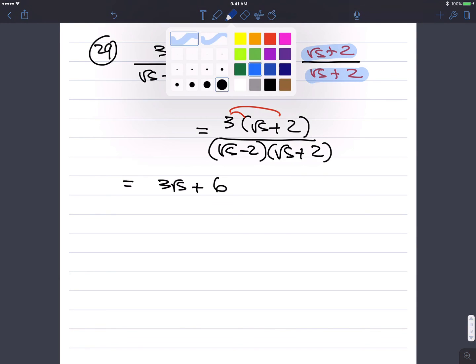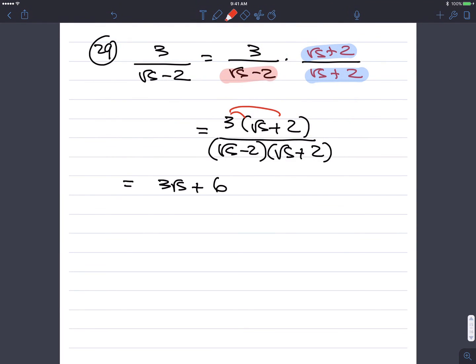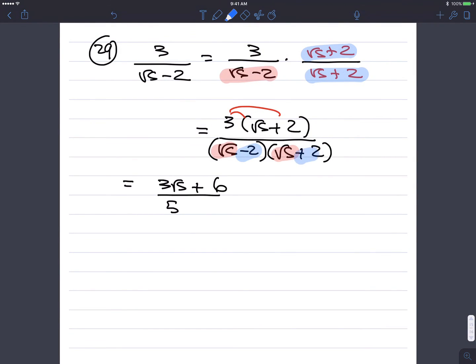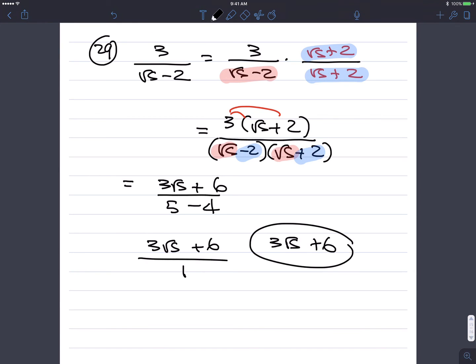The denominator now, I take the square root of 5 times the square root of 5, which gives me 5. I also take minus 2 plus 2, which gives me negative 4. So I get 3 times the square root of 5 plus my 6 over 1, because 5 minus 4 is 1, which is 3 times the square root of 5 plus 6.